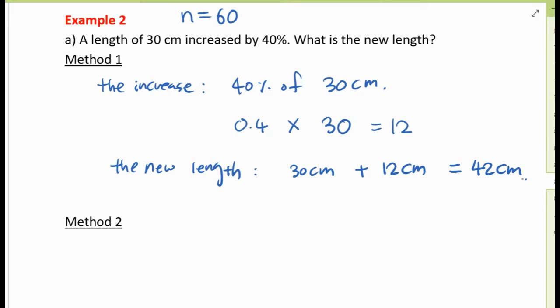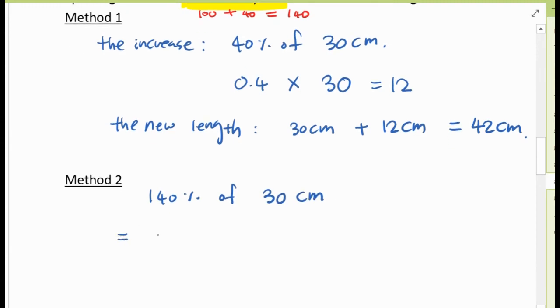All right, so this is the first method. And second method, so I want you to look at this. Increased by 40%. I briefly went over this in last class. So increased by, is it addition or subtraction? Increased by is addition. So you're going to add 40% to 100. That is 140%. So what you're going to find is 140% of 30 centimeter. Okay?